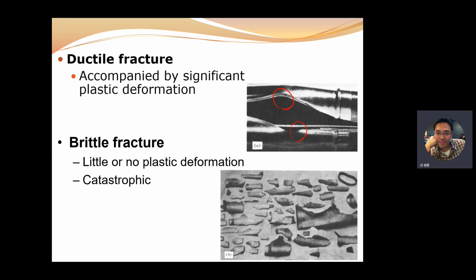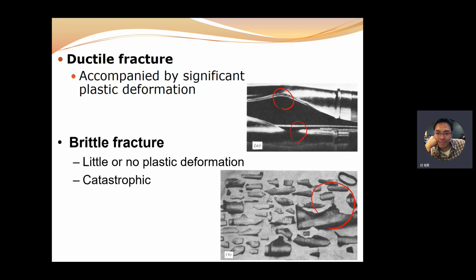And when you look at this picture, you can estimate it might be a brittle fracture, maybe with little or no plastic deformation. This brittle fracture always causes a catastrophic disaster because there's no plastic deformation. So you can compare the difference between ductile and brittle fracture.